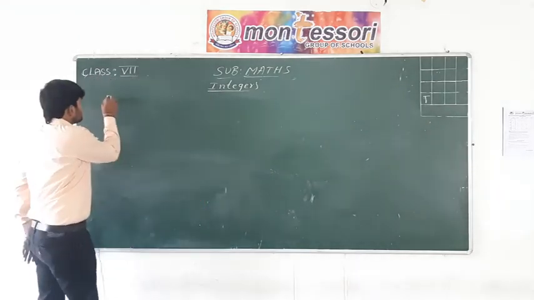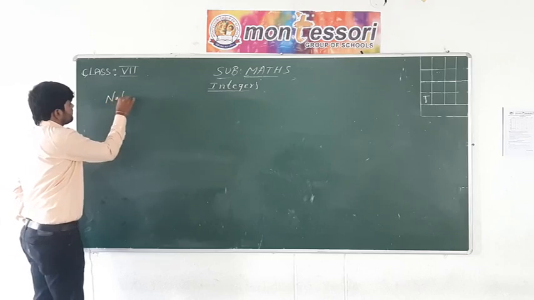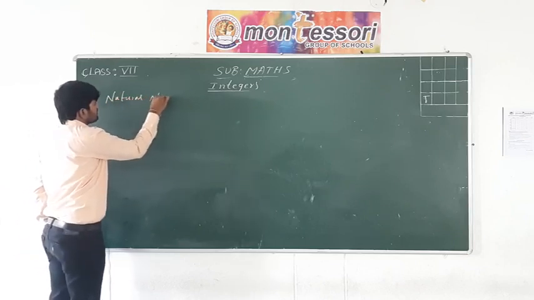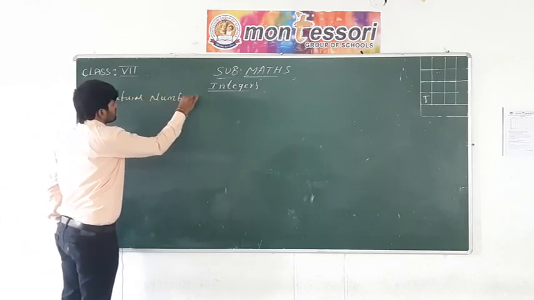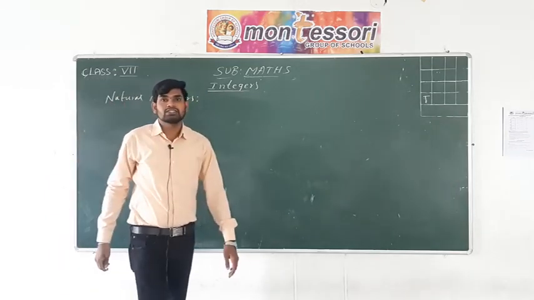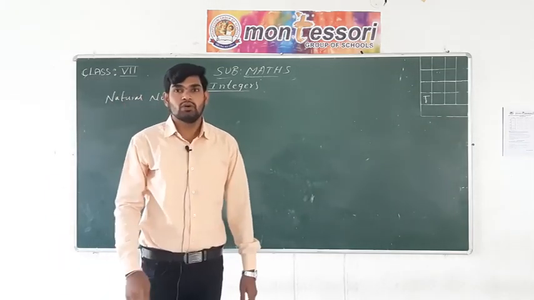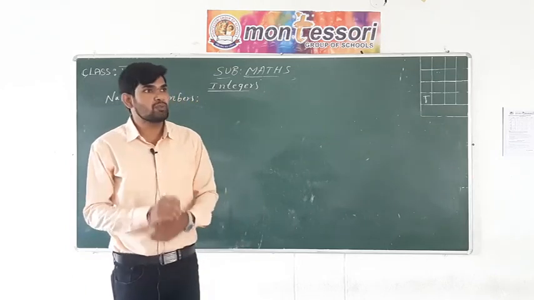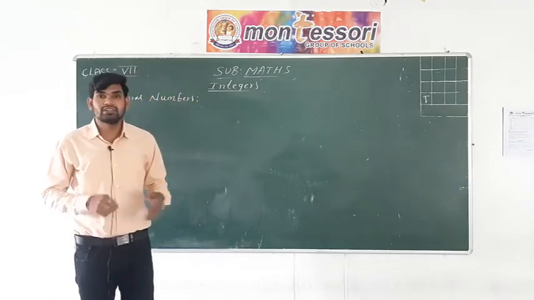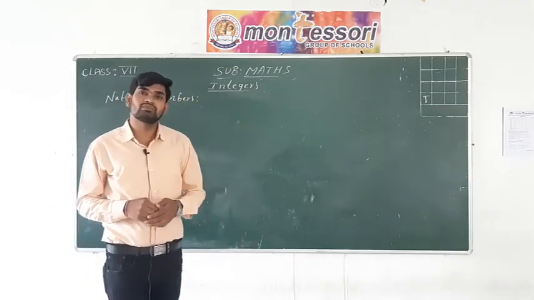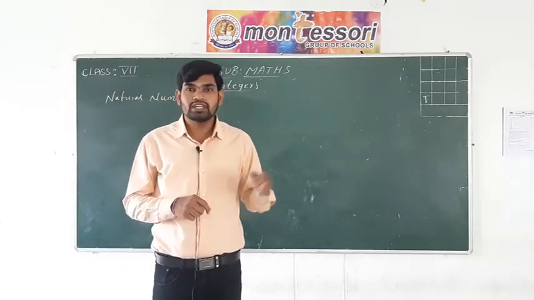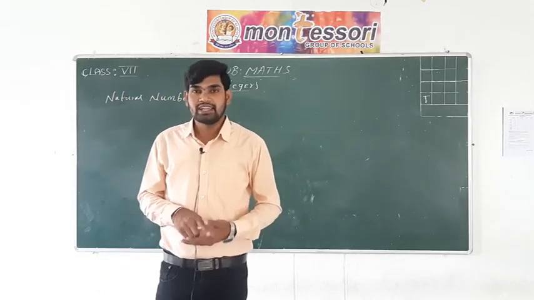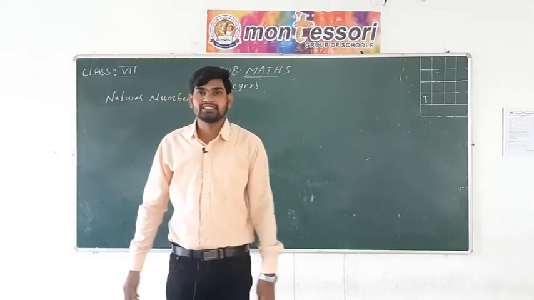So first, in the previous class you learnt about the natural numbers and whole numbers, and let us revise both here. Natural numbers. What is the use of the natural numbers in real life? We use the natural numbers to count objects. For example, let us take the benches in the classroom.